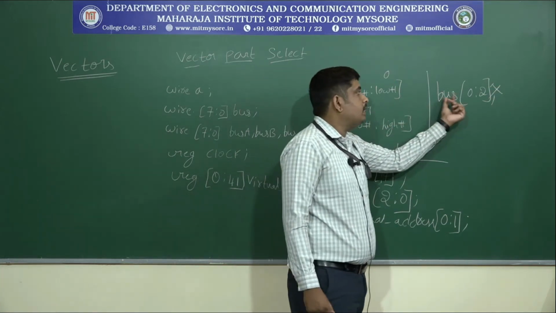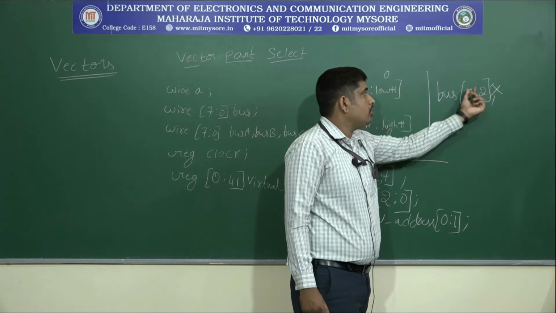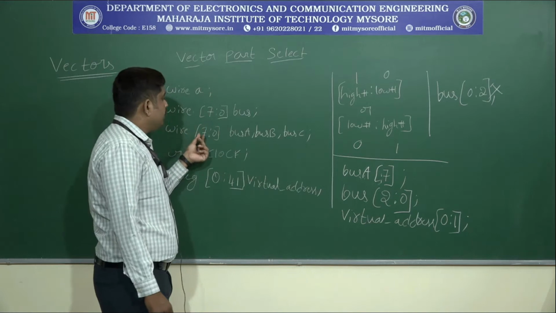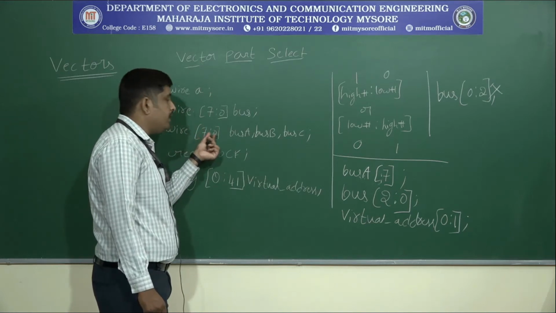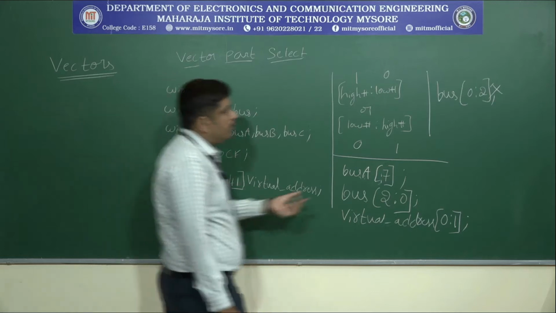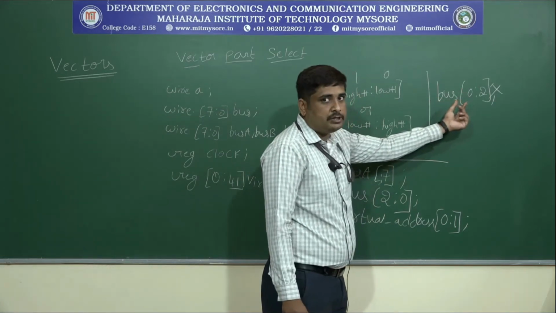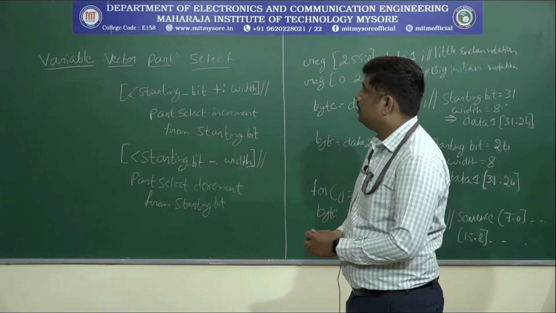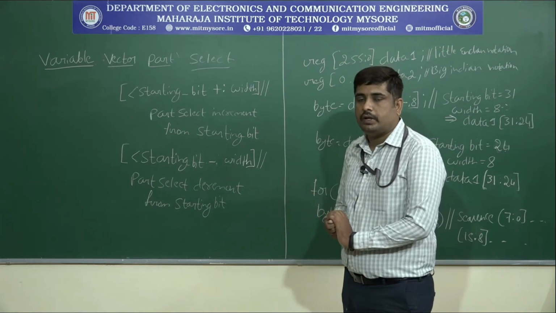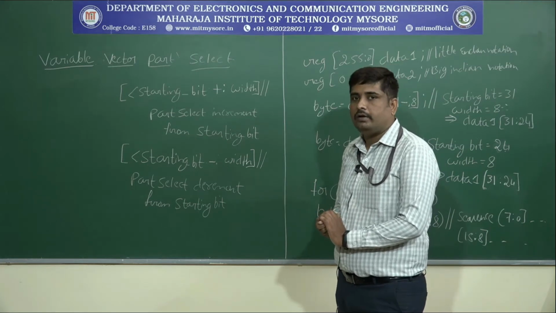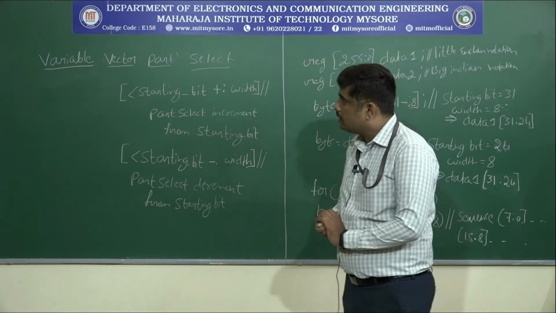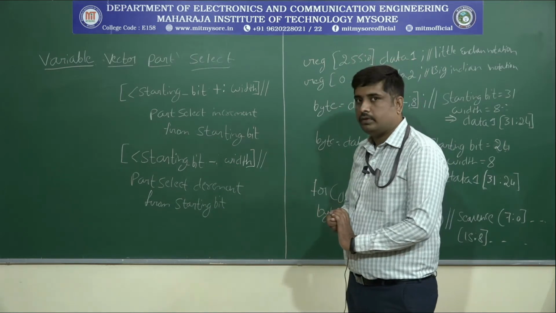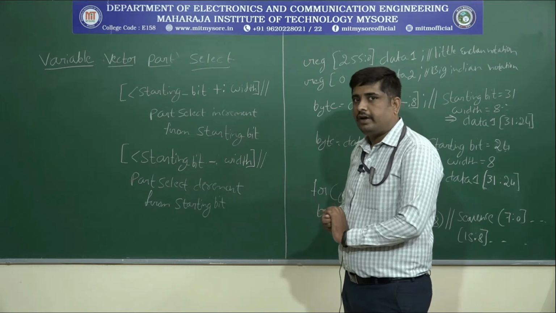We can't write bus[2 down to 0] as "down to 2" here, because it is clearly mentioned that 7 is the MSB and 0 is the LSB. We can't write this type of representation. So next, variable vector part select. It's one of the most important features in Verilog HDL. It means the ability to select a variable vector part in Verilog HDL.